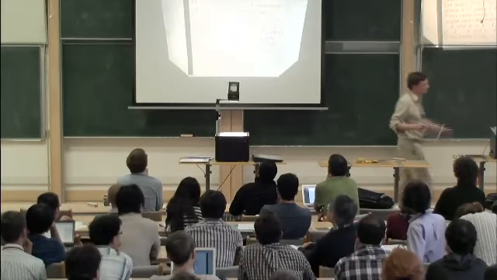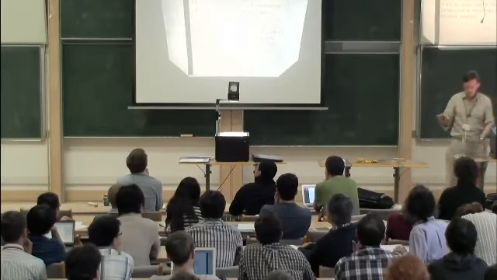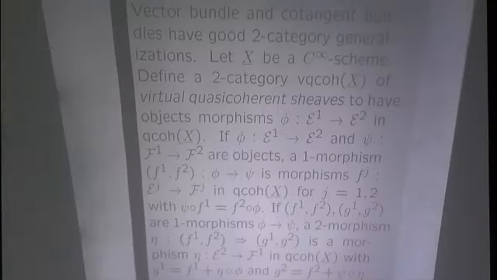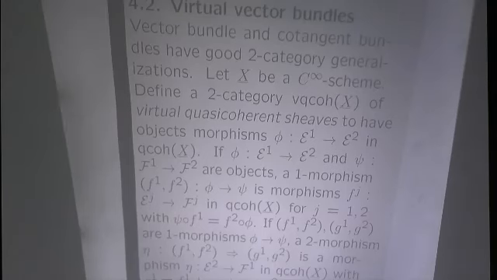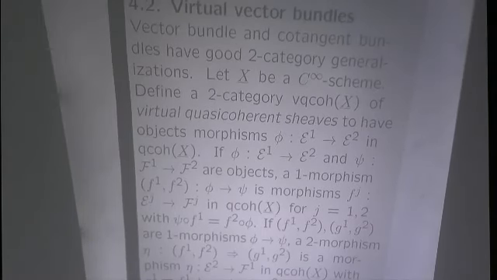Next, it seems to be a general thing that you can lift 1-category notions in ordinary differential geometry up to 2-category notions in these D-manifold things. So let me tell you how vector bundles work out in this context. Vector bundles and cotangent bundles have nice 2-category generalizations.